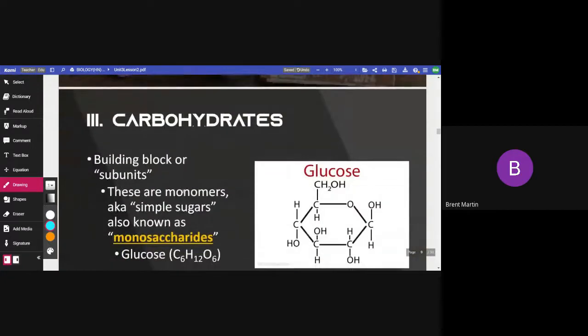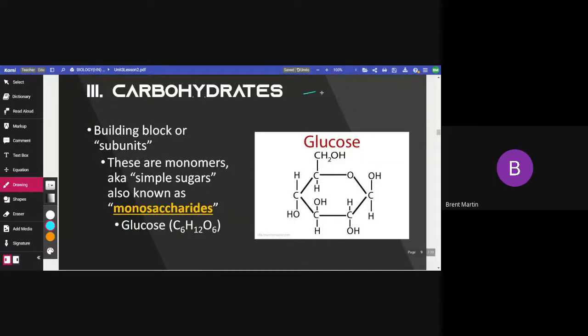Now, carbohydrates, 2 main things we need to be aware of. What are the monomers? The polymer is a carbohydrate. So what are the monomers, or the building blocks, also known as the subunits? The building blocks or subunits of carbohydrates are these things called monomers, simple sugars, or also a monosaccharide. Those 3 things all mean the same thing. And the main example that you need to be aware of is what?